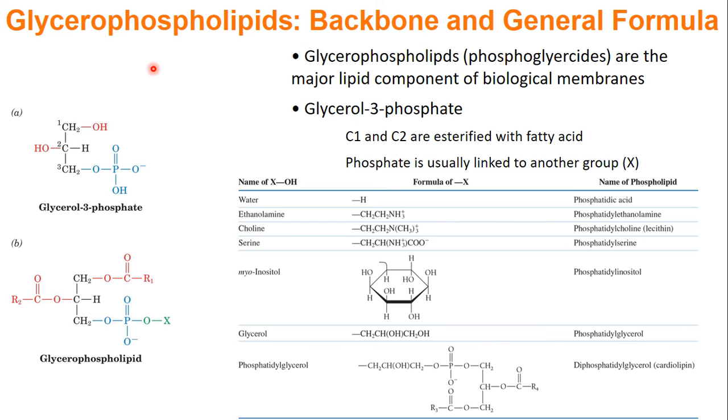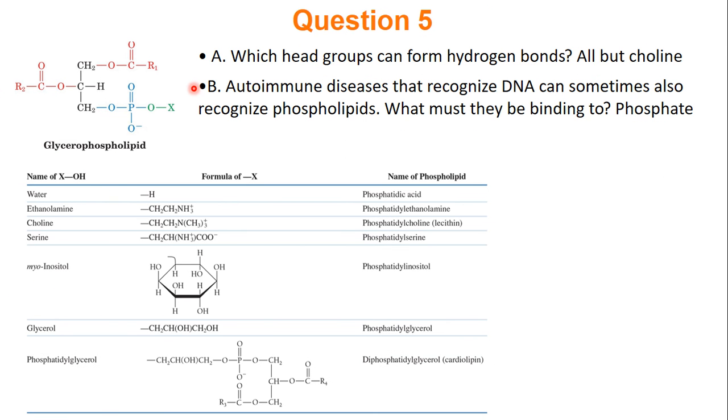All right, so now we're going to get into glycerol phospholipids, which are a special class of lipid that has this head structure where you have fatty acid tail, phosphate now, and this X represents any possible head group shown in this table. So which head group can form hydrogen bonds? So everything except an ethylamine, a choline.